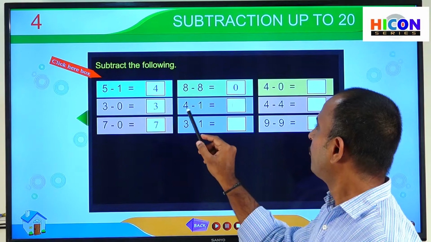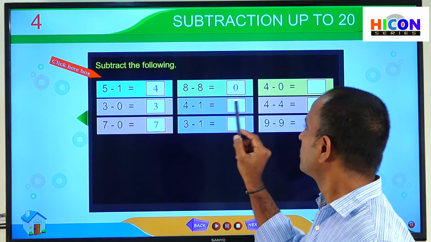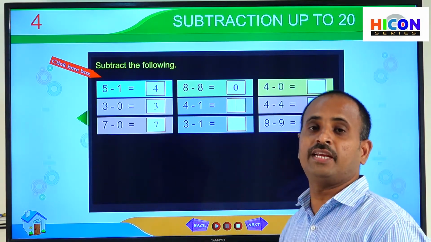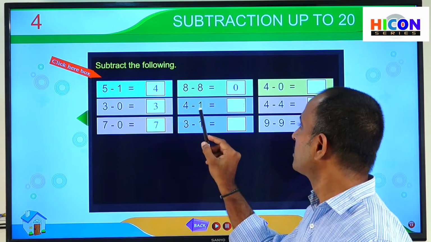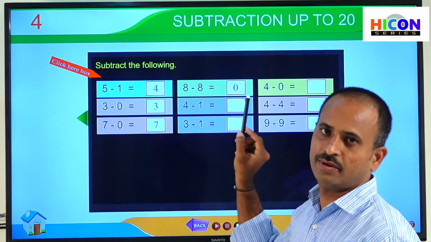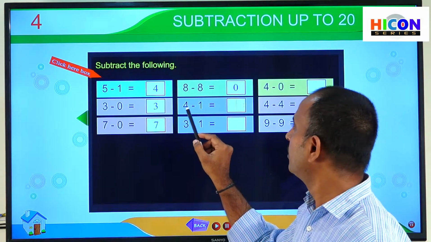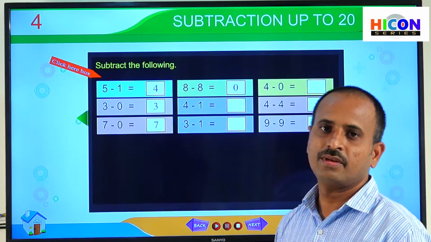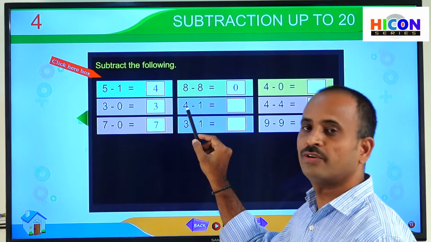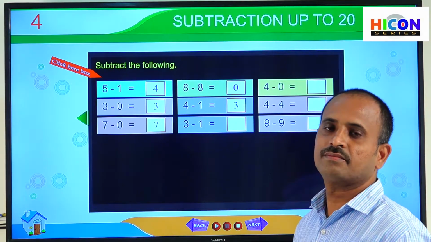Next, 4 minus 1 is equal to how much? Here 1 is subtracted from 4. According to subtraction facts, if 1 is subtracted from any given number, we get its before number. So here 1 is subtracted from 4, and we get the before number for 4. What is the before number for 4? The before number for 4 is 3. Write 3 in this box.